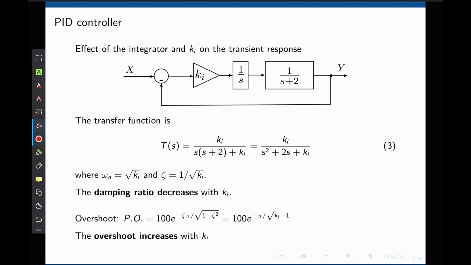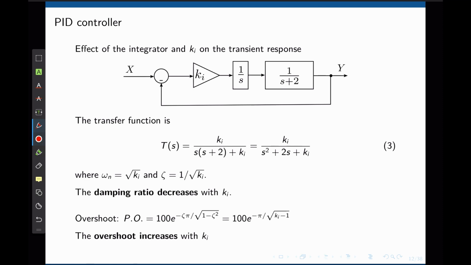Let's now go back to slide 12. We just saw that by adding an integral controller, we always have a 0 steady state error. But there is a catch. The catch is the integral component can lead to a lot of overshoot and even make the system unstable. Let's consider the same system again, but now let's look at the percent overshoot and the damping ratio. This is the same transfer function we had before.